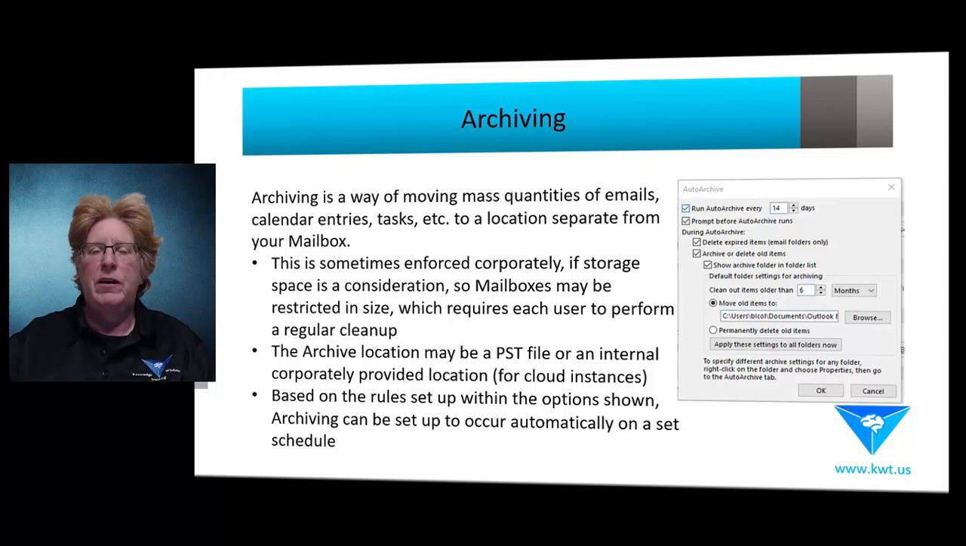And you decide the criteria that will move these emails. And here you can see some of the options that you can control. You decide how often your auto archive runs. You can ask it to prompt before every run so that you're aware that it's happening. You decide how old items need to be before they are archived, whether that's 1 month, 6 months, 12 months. You can also decide whether expired items should just be deleted or if they should be archived as well.